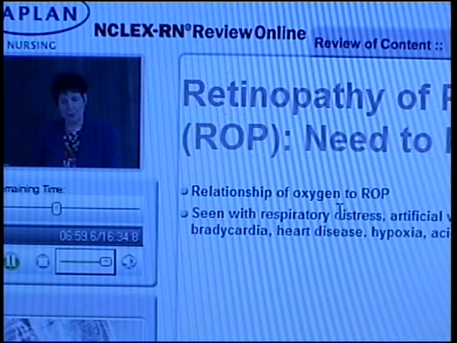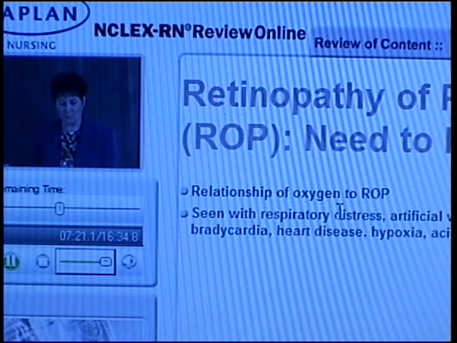Now, essentially what you need to know about ROP that's frequently tested is the relationship of oxygen and ROP, and you should also know that you see it with respiratory distress. It happens with artificial ventilation, apnea, bradycardia, heart disease, hypoxia, acidosis, and with sepsis.